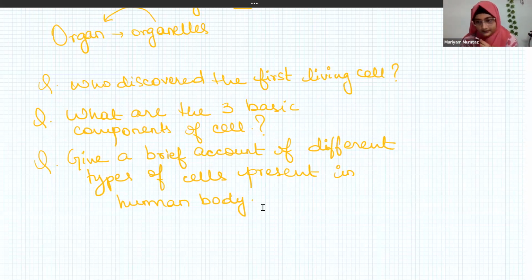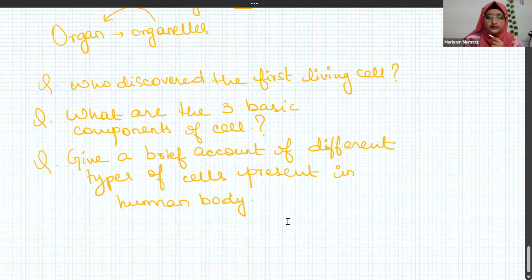Cell theory. One name: who gave the cell theory? Only one of the scientists you can say. Only one. Okay, try to recall. It's all right. Try to recall.